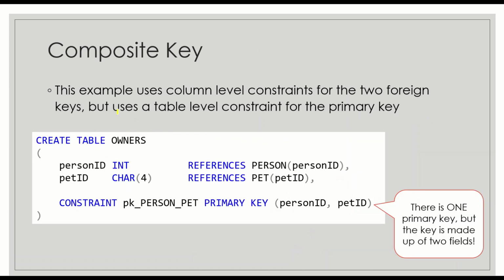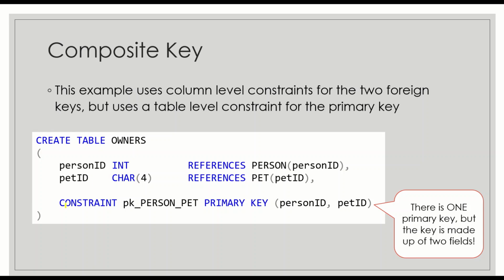Here's an example of how we would make a composite key. So I've created the table called owners, and we have two foreign keys. The first is person ID, which references the person table, and the second is pet ID, which references the pet table. That makes the table relationship between owners and person and between owners and pet.